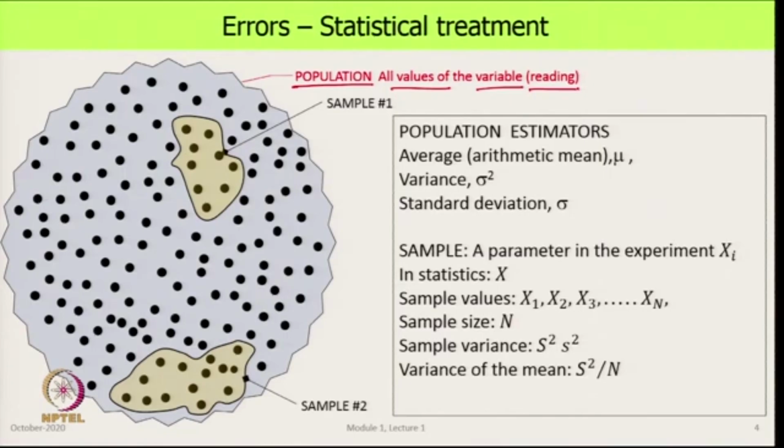This is a good concept. Practically, we cannot realize it, simply because it takes too much time, too much cost, and in most cases it is just not possible. So, what do we do? We select a small sample out of this, which is what has been shown here by this line. This is, say, sample number 1.